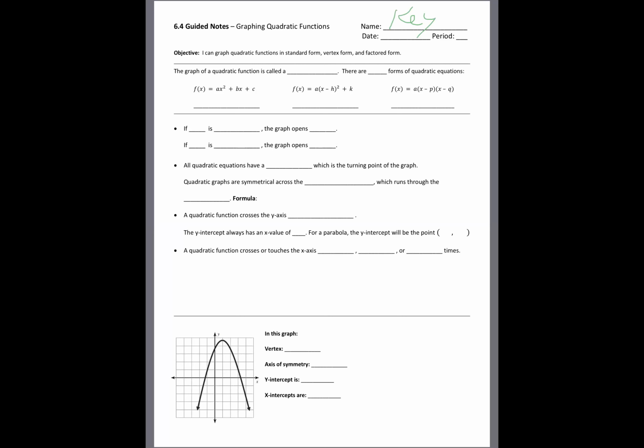Okay, the graph of a quadratic function is called a parabola. There are three forms of the quadratic equation. So the first one here, this is standard. This one is called vertex form. And this last one is called intercept or factored form.